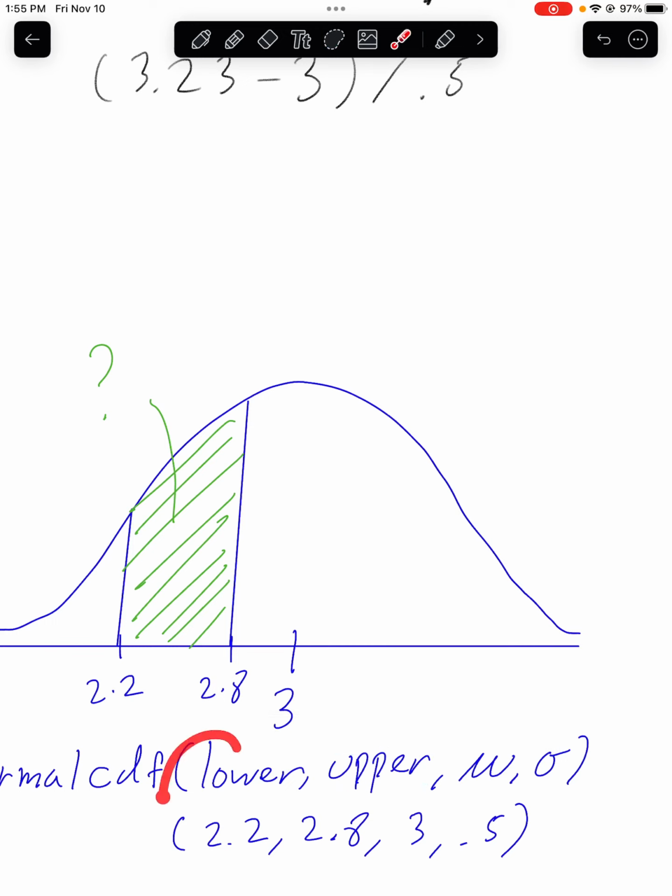But we're putting in the lower boundary, 2.2, then the upper boundary, 2.8, then the average, which is 3, and then the standard deviation, which is 0.5.